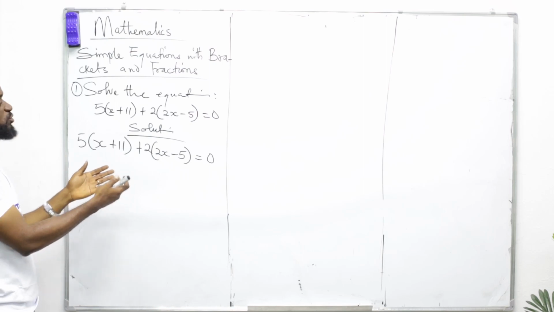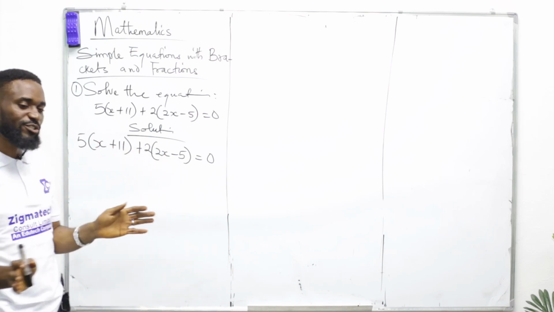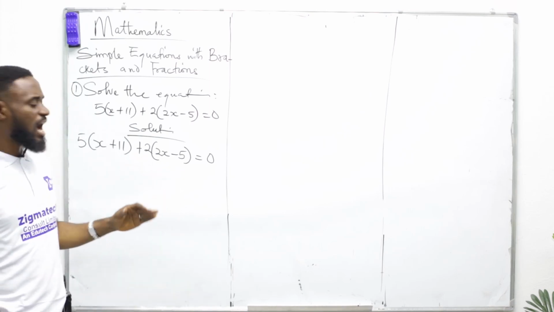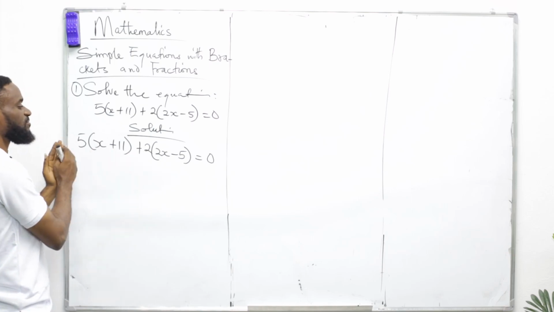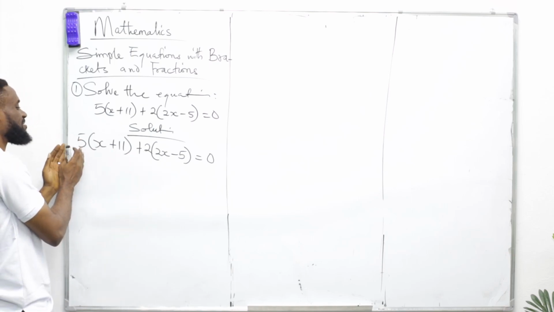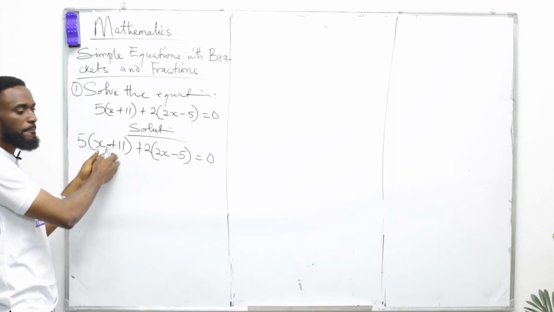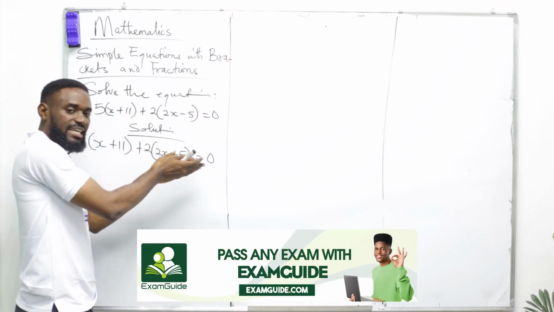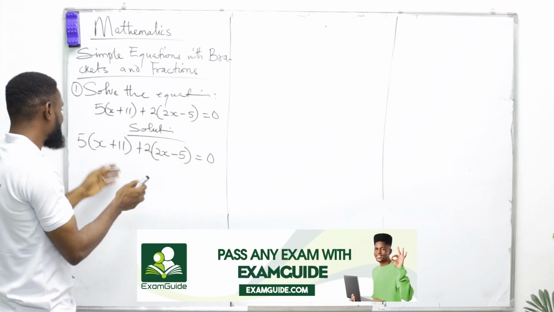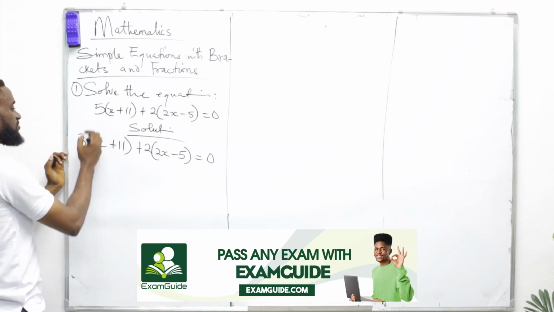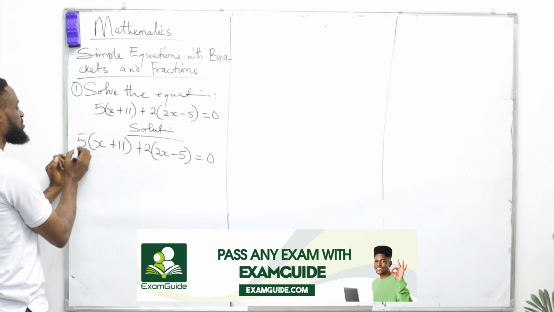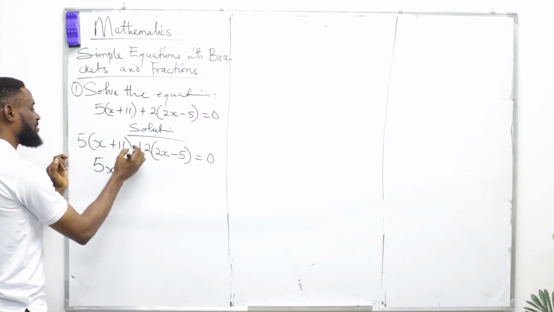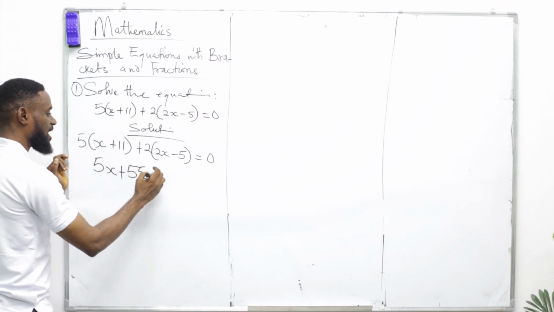So we are going to remove the brackets. Once we remove the brackets, it becomes a simple equation without brackets. So our concern here is to remove the brackets in this expression. How do we remove the brackets? 5 outside of the bracket means that 5 is multiplying everything inside the bracket. 2 outside of this bracket means that 2 is multiplying everything inside the bracket. Okay, so we start with the first bracket, which is 5 open bracket x plus 11 close bracket. So this means 5 times x is 5x plus 5 times 11 is 55. I hope you know that.